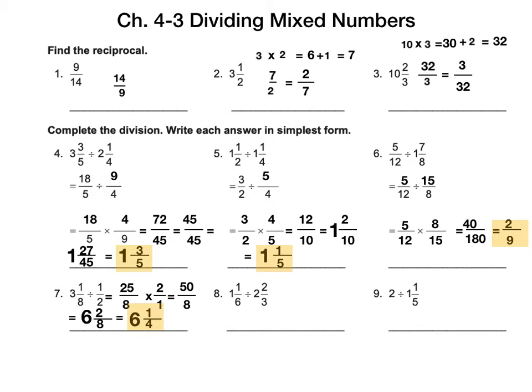So I'm going to take my 1 1/6 first. 1, my whole number 1 times my denominator 6 equals 6. 6 plus 1 equals 7. That's my new numerator for that problem. And then I keep my denominator the same.